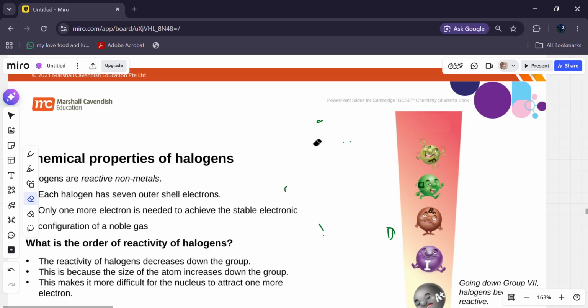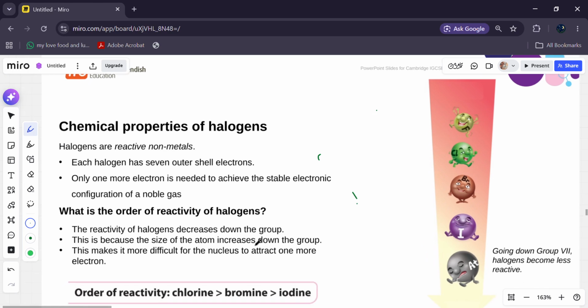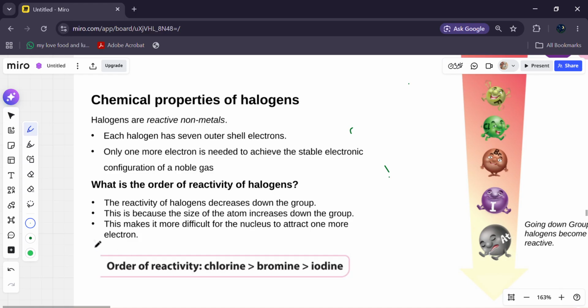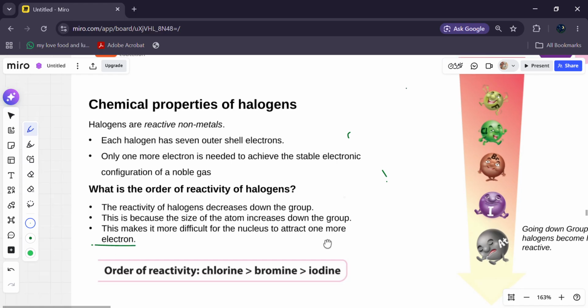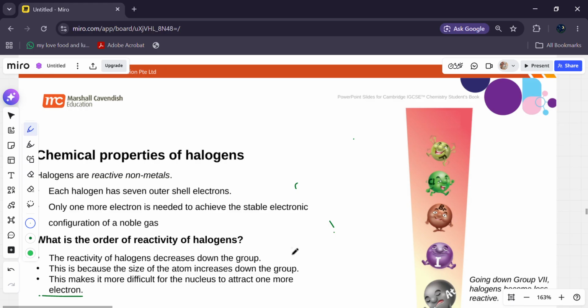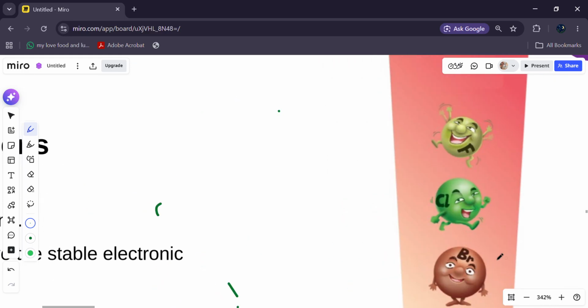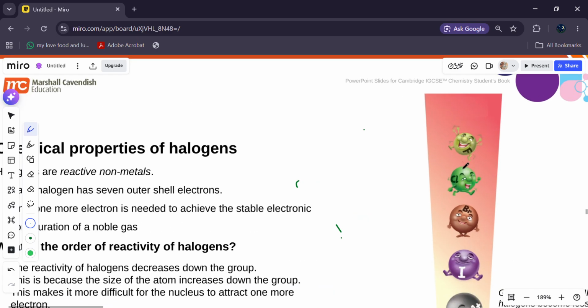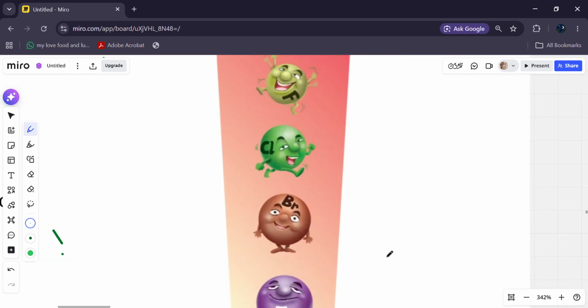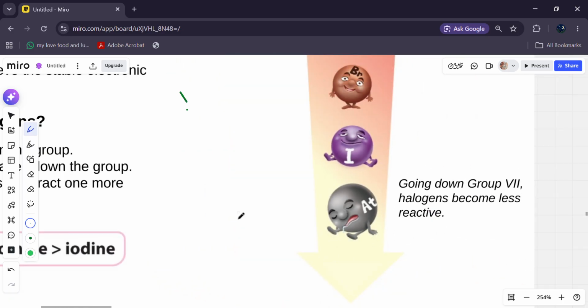So what is the order of reactivity of halogens? The reactivity of halogens decreases down the group. This is because the size of the atom increases down the group. This makes it more difficult for the nucleus to attract 1 more electron. Since it's taking an electron and not giving one, the reactivity of the elements in group 7 decreases as you go down the group.